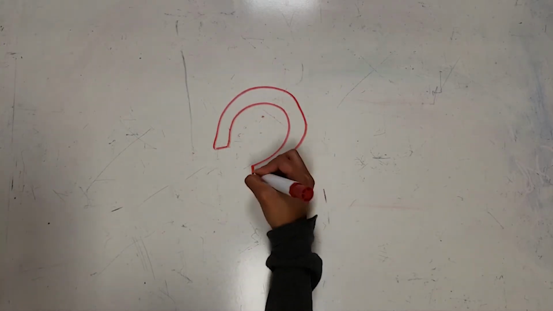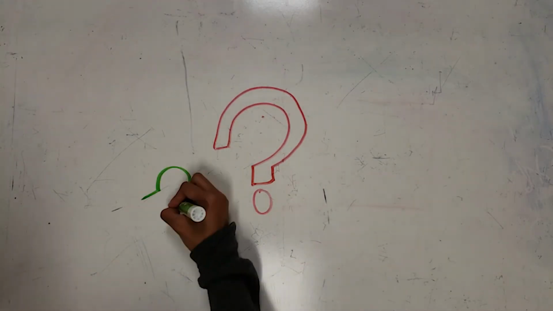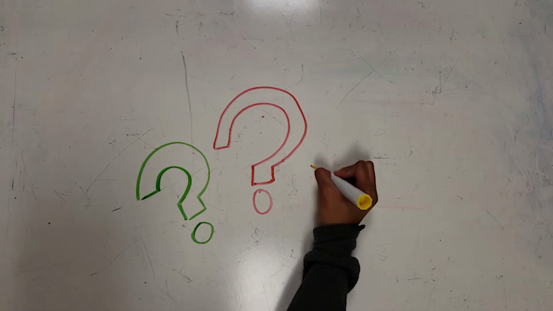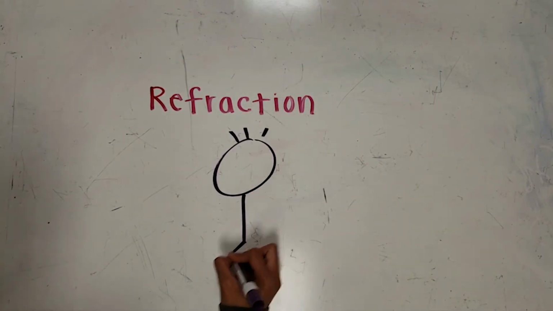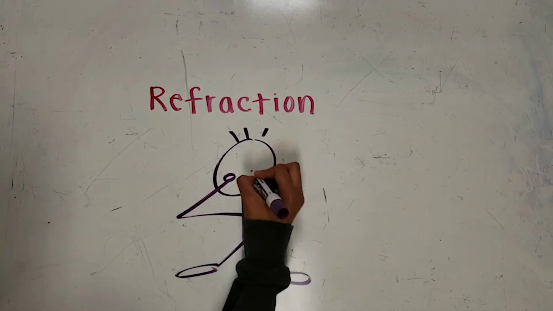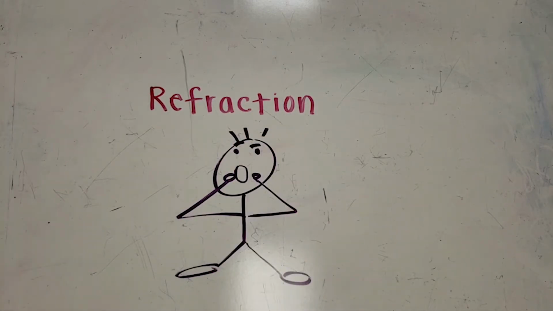Now, I know what you're thinking. What's a convex lens? Haha, okay, I doubt that's what you were thinking, but let's start with refraction. You learned back in the 5th grade, refraction was the bending of light when you saw a pretty little rainbow.